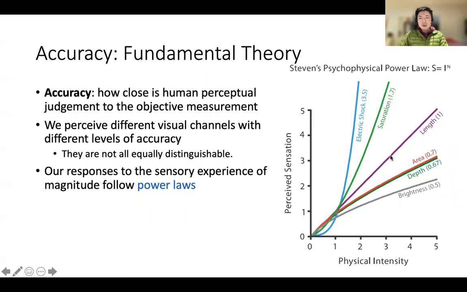And you can see, on the diagonal is length. So people's perception of the variation and the actual value is quite well matched. So when it's 3, people most likely see 3, and if it's 4, most likely see 4. So that's why it's on the diagonal. So it's a good one to represent quantitative values.